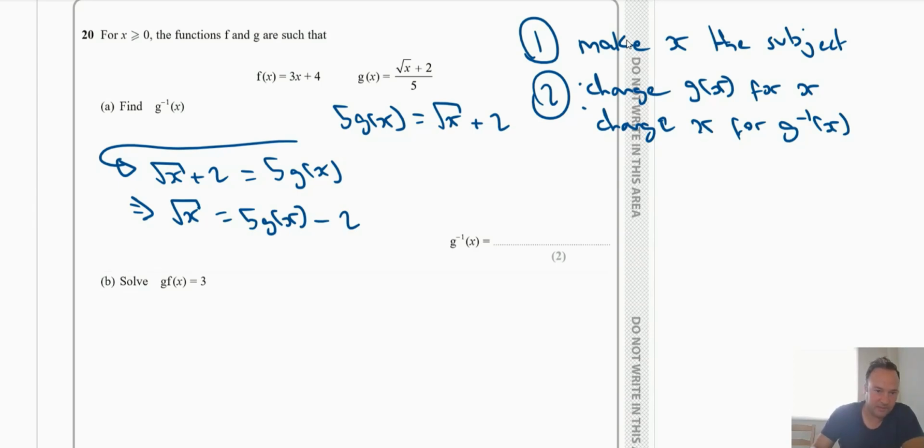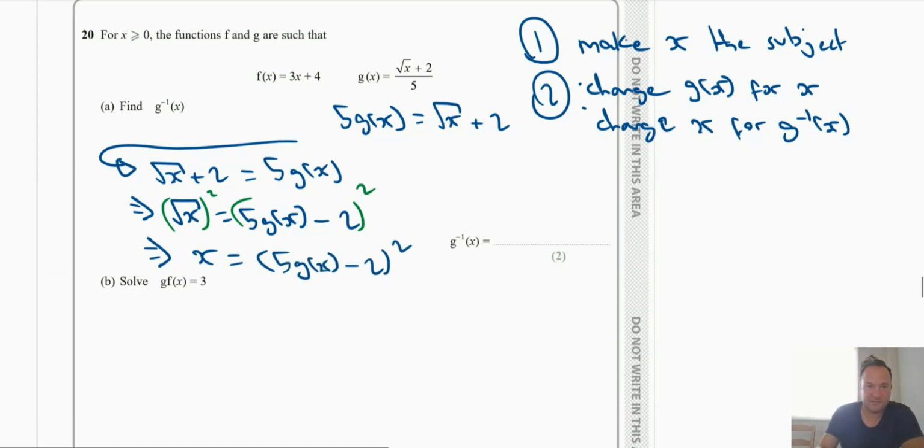And then to go from root x to x, because we need to make x the subject, we need to square both sides, like this. The square root of x squared is just x. And that equals 5g of x minus 2 all squared. So step 1 is actually complete.